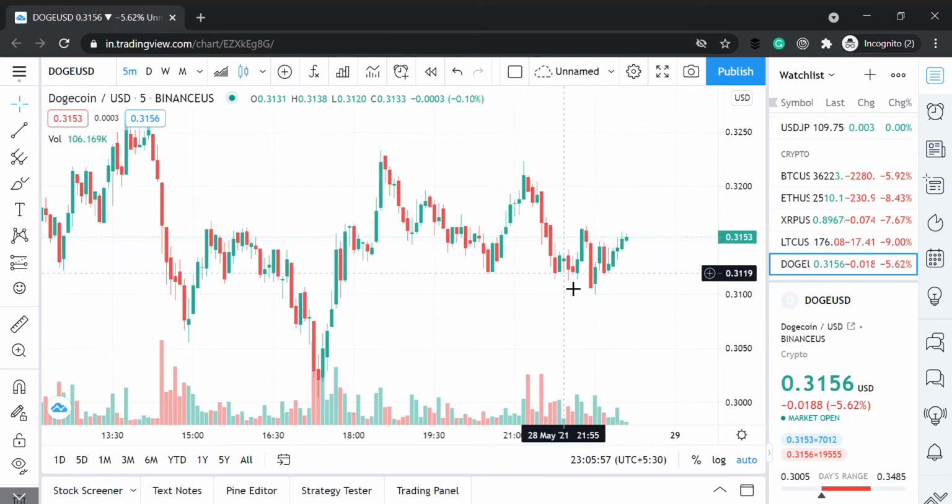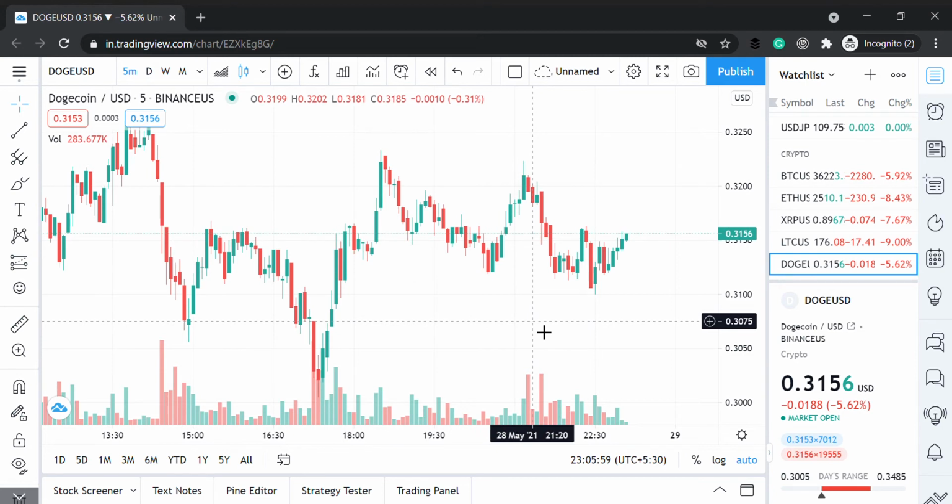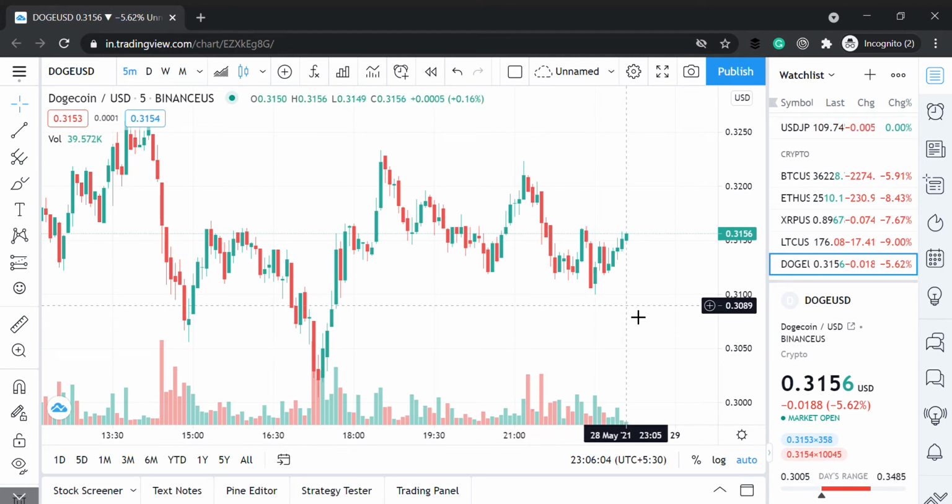So we were talking about here only, the price is increasing. If the price has to move up, then in this candle, the price should show some good volumes when you compare with this candle.